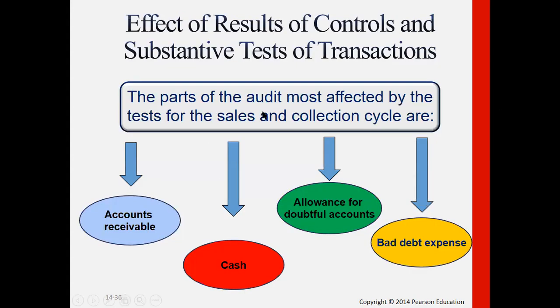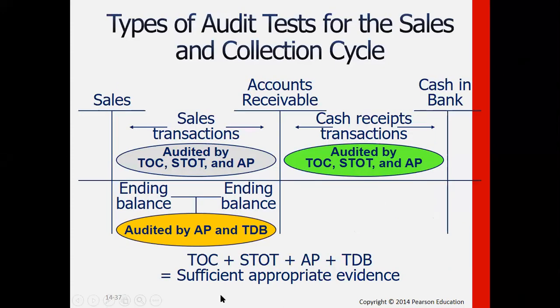Then effect of results of controls and substantive tests of transactions. As a review, these are again the four most common accounts affected by the testing. We have the accounts receivable, we have cash, allowance for doubtful accounts, and bad debt expense. Although for overall, remember there's also sales. Then these are the types of audit tests that we can do for sales and collection cycle.